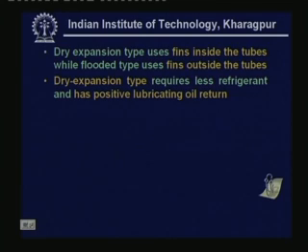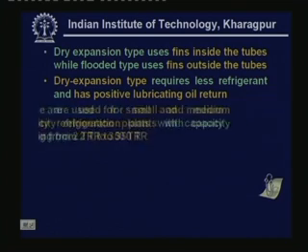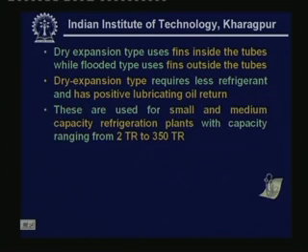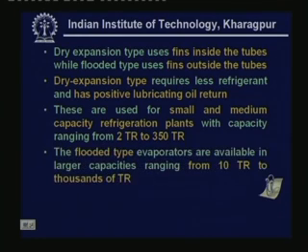Dry expansion type requires less refrigerant and has positive lubricating oil return. That means the lubricating oil return to the compressor is ensured in dry expansion type, and the amount of refrigerant charge required inside the system is also less. And these dry expansion type shell and tube type evaporators are normally used for small and medium capacity refrigeration plants. That means the capacity ranges from about 2 tons to 350 tons. Whereas the flooded type evaporators are available in larger capacities ranging from 10 tons to thousands of tons. In very large plants, flooded type evaporators are used.